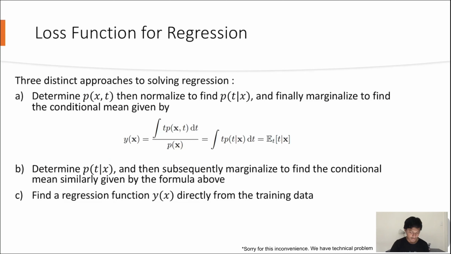There are three distinct approaches to solving regression. The first is determining the joint distribution and then normalizing to get the posterior probability. Lastly, we marginalize to find the conditional mean of y(x) given by this formula. The next approach is to find the posterior probability directly and then subsequently marginalize to the conditional mean, similar to this formula. And the last approach is to map the regression function directly from the training data.